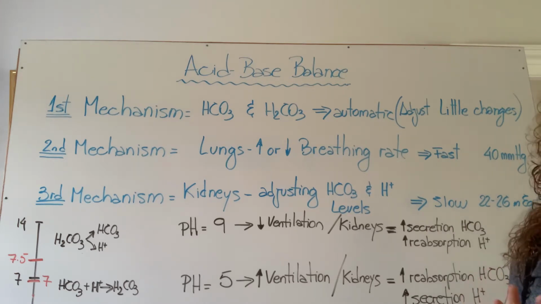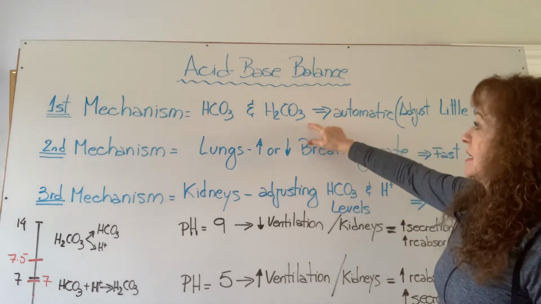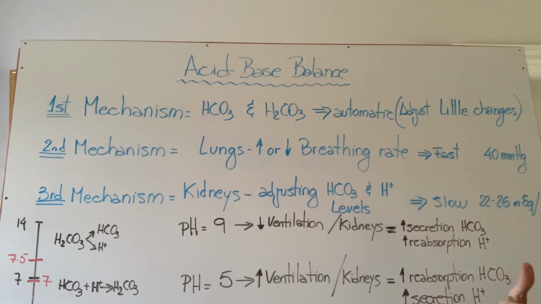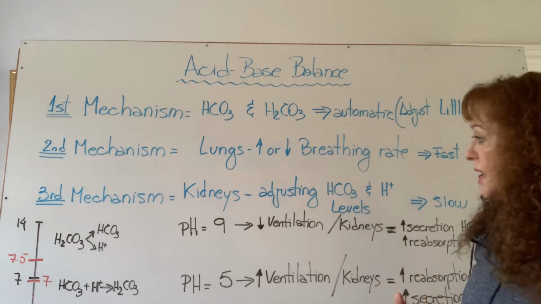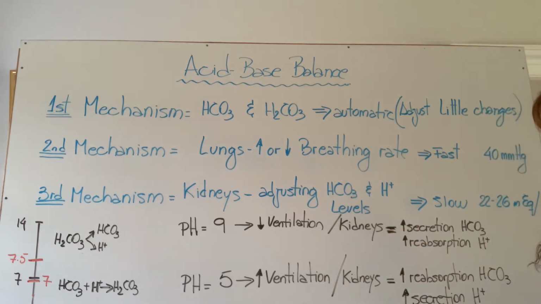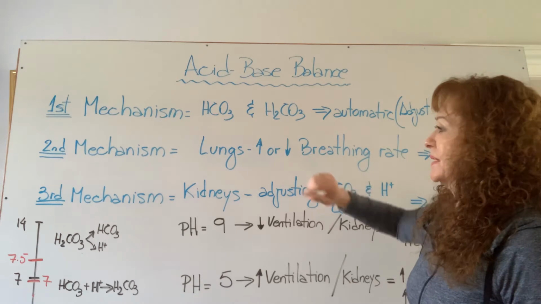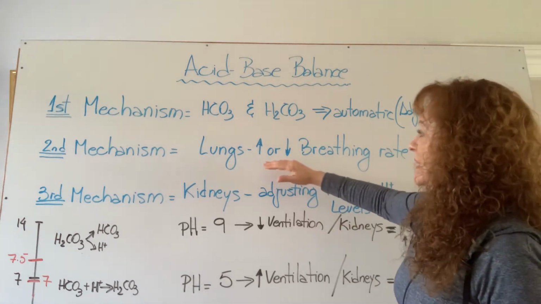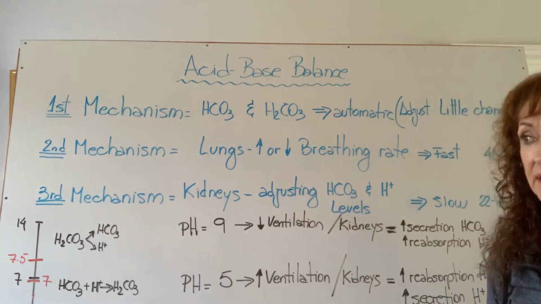Now, when this adjustment needs to be higher, these two molecules are not enough, and we engage the second mechanism, that is the respiratory system. The respiratory system adjusts those deviations in the blood pH in the only way it has, that is adjusting the breathing rate. In other words, I keep a scenario, and I want to finish explaining this one. So the second mechanism is the lungs, increasing or decreasing the breathing rate.